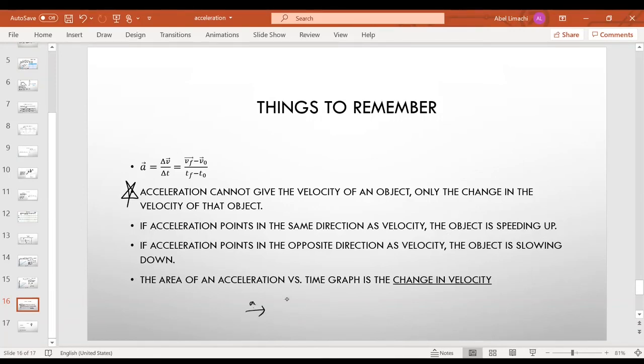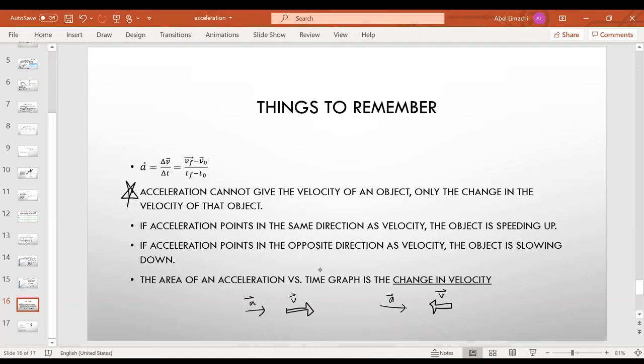If A and V are buddies, they're going to help each other out. They're going to grow with each other. If they're enemies, they're going to take away from one another. They're going to make each other slow down, which is exactly what this does. If the acceleration points in the opposite direction as velocity, the object is slowing down. You see there that this velocity will change by this magnitude every second that passes by, leading it to slow down towards the 0 value.